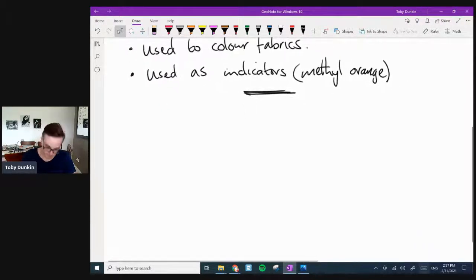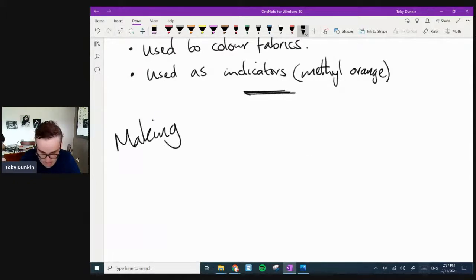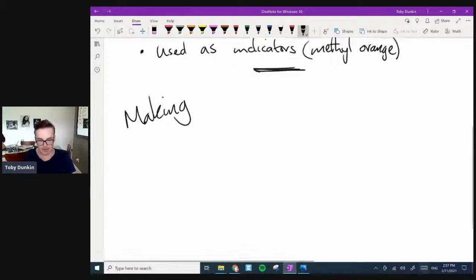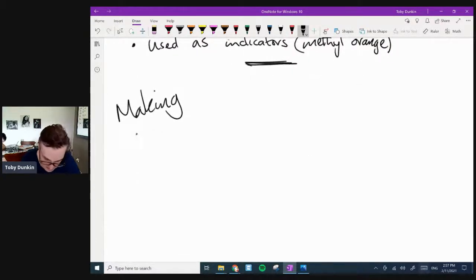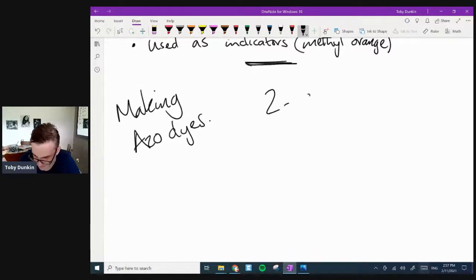So the making process essentially is a two-step process. Making azo dyes. So the first step, making azo dyes. Two-step process.